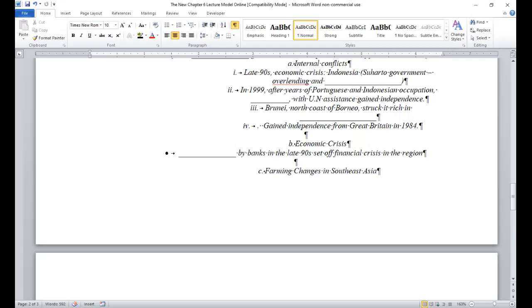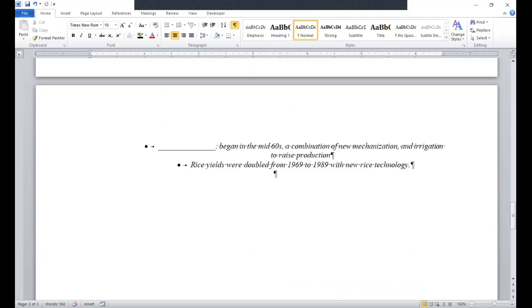And then lastly, farming changes in Southeast Asia. The Green Revolution began in the mid 1960s, and there was a combination of new mechanization and irrigation practices to raise production. You don't have to write this down again, just some FYI here for you.